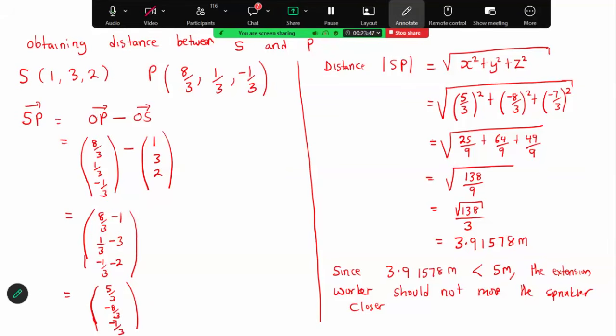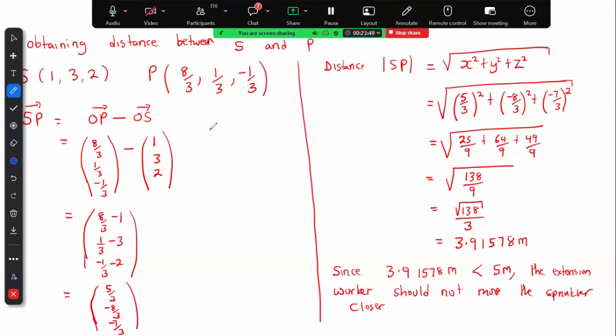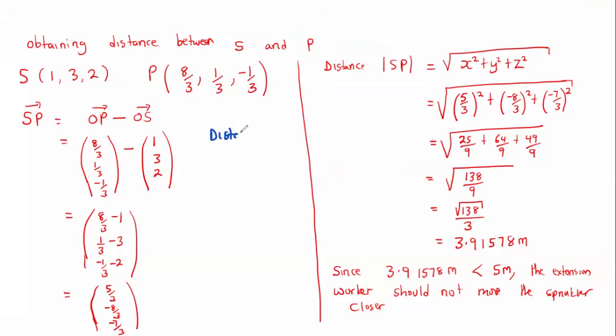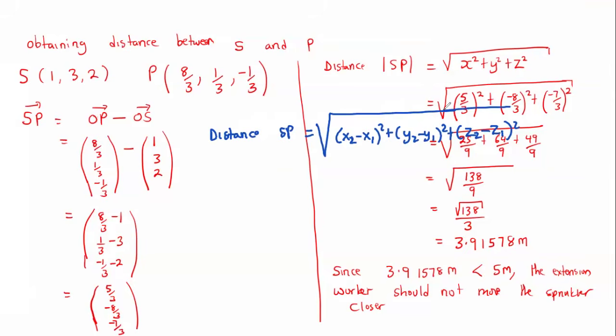But still, even when it comes to distance here, dear students, there is no harm in saying that the distance SP can also be given by using this: x2 minus x1 squared plus y2 minus y1 squared, then plus z2 minus z1 squared. Dear students, this one is also very fine. You could do it this way, and you also get the same answer. So you can use either of the two approaches.